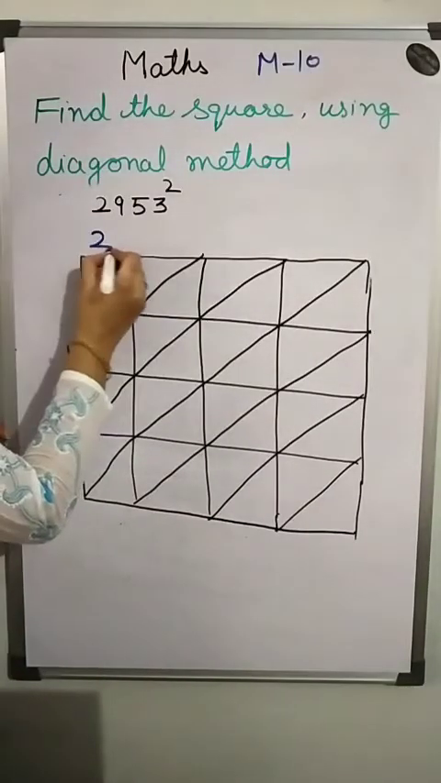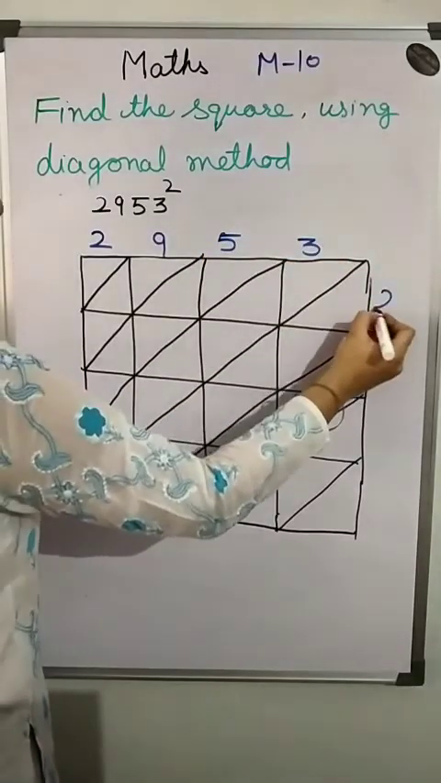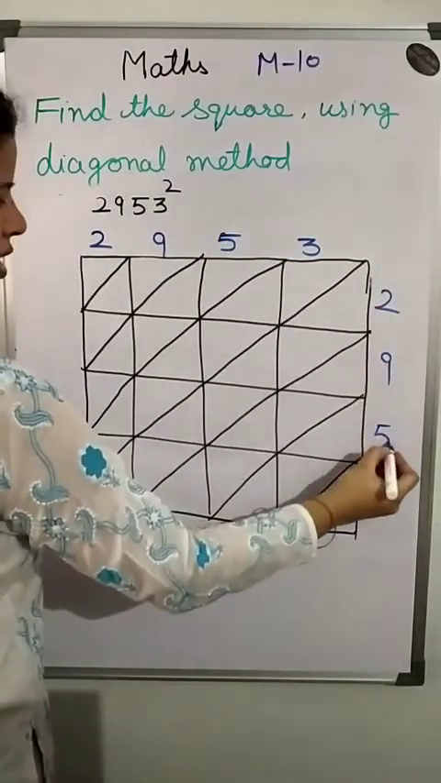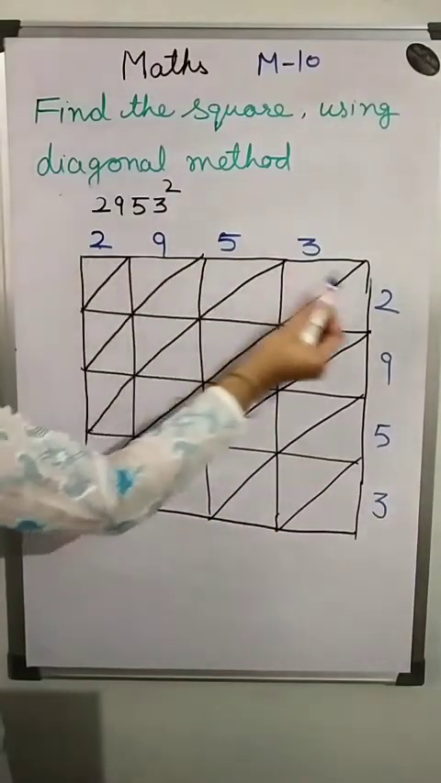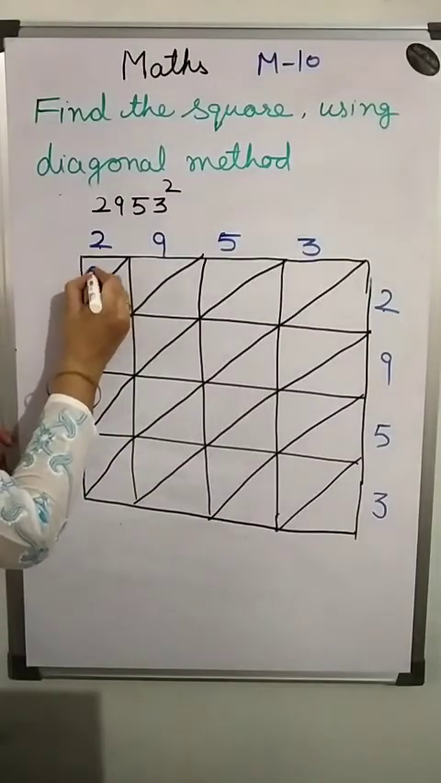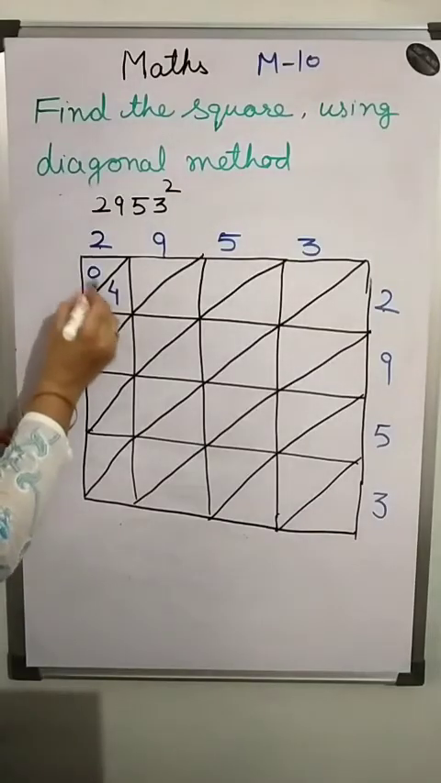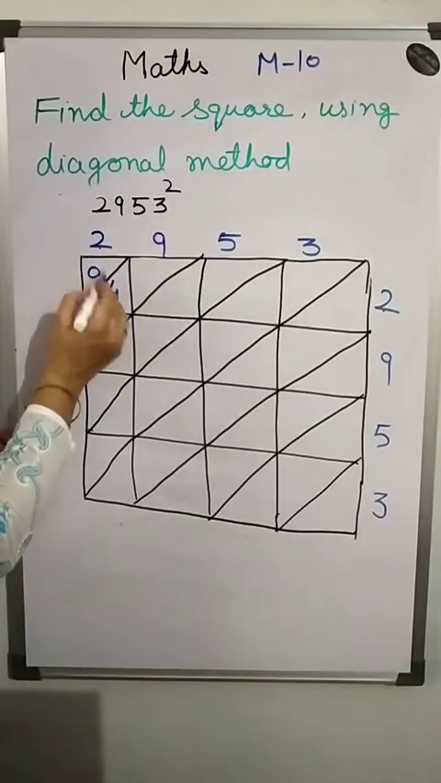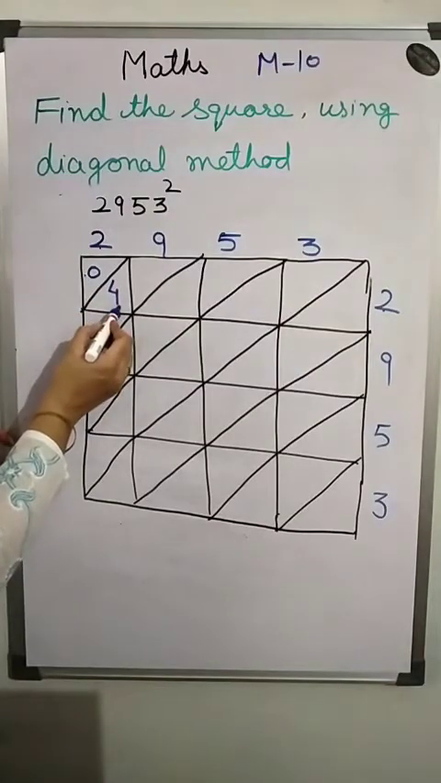It is 2953. So how do we multiply? 2 into 2, 4. So we write 0, 4. Don't write 4, 0. We have to fill up both the diagonals, so we write down 0, 4.